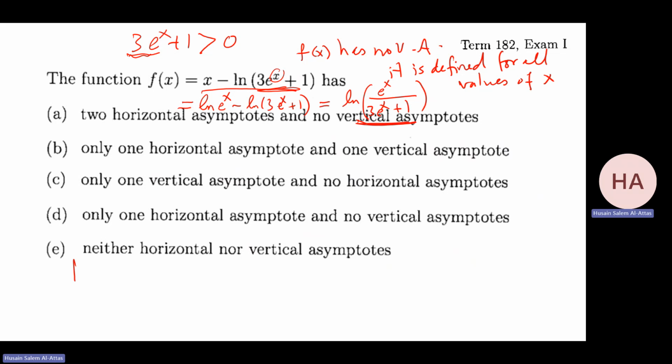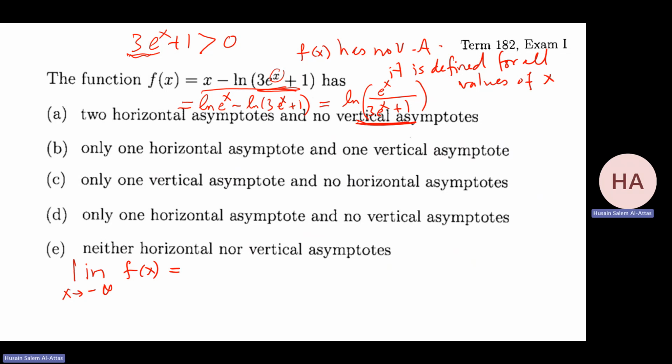Let me check the limit as x goes to minus infinity of f of x. As we said, to check for a horizontal asymptote, I'll check the limit as x goes to minus infinity. If I'm getting a number, it means we have a horizontal asymptote. Then check x goes to infinity. If we're getting a number, we have another one. Is it the same or different? Then we have a horizontal asymptote. If we're not getting a number, it means the limit does not exist.